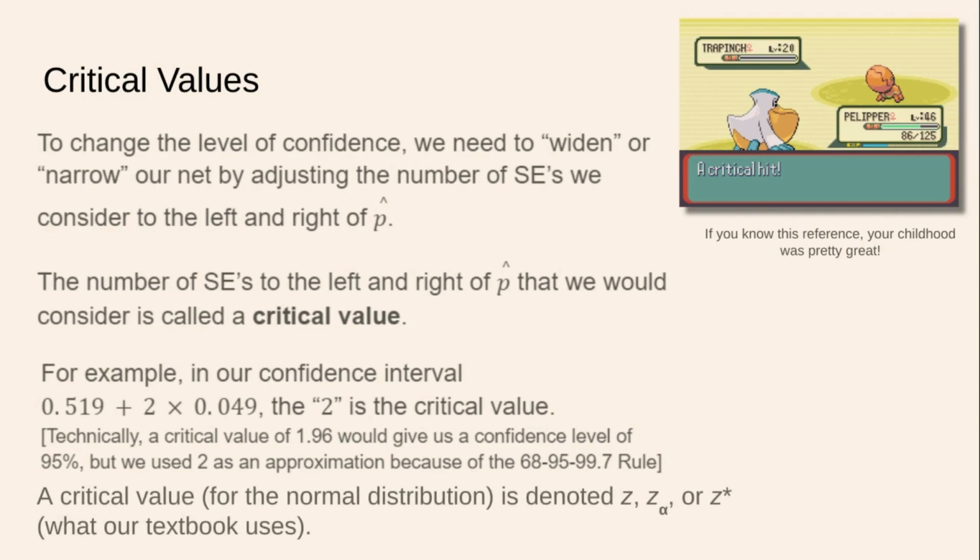A critical value, specifically for the normal distribution, the normal model that we've been using, is denoted Z, but that's a little confusing because you usually associate Z with standard score. So sometimes people use Z sub alpha, but again, that's not what our book uses. Z star is what our textbook uses. This little symbol right here is called star. So Z star is what our textbook uses, and personally, that is my favorite notation, so we'll go with that.